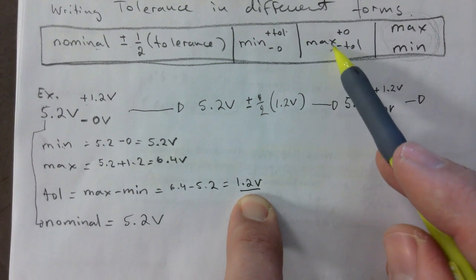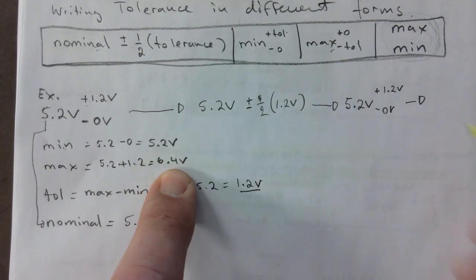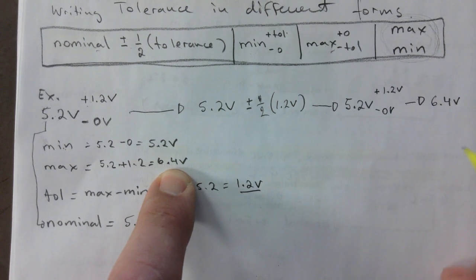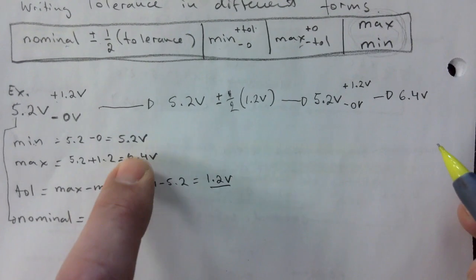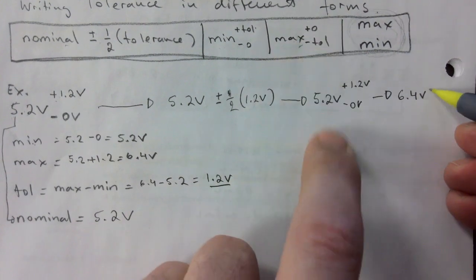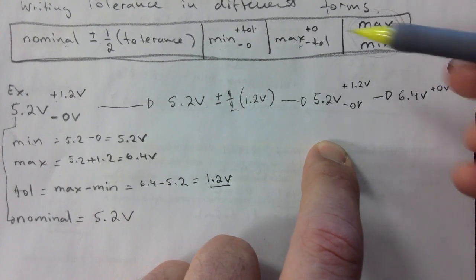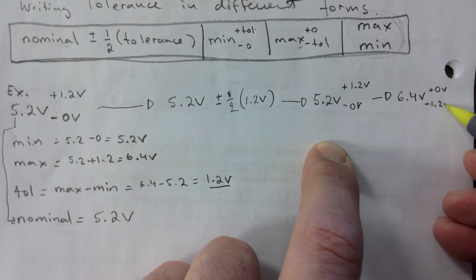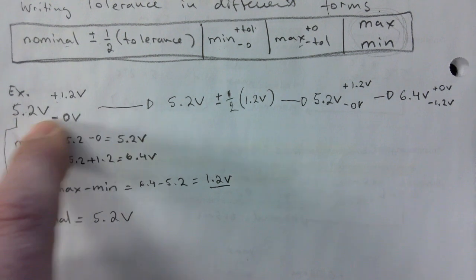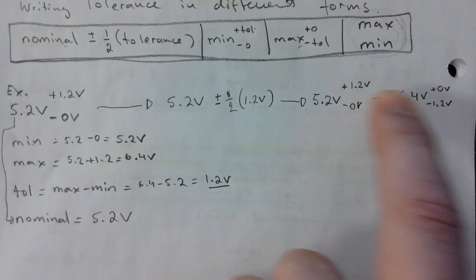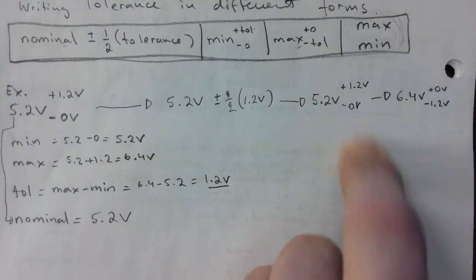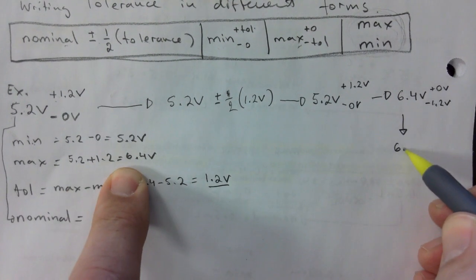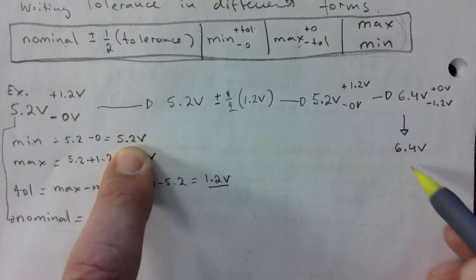And then I'm going to go to this format here, which says to state your max. I take my max and I go plus 0 volts. I'm just reading it off of this one. Minus the tolerance, so minus 1.2 volts. So I'm going from here to here to here to here, and the last one is this one, which is just saying state the max and the min like this.